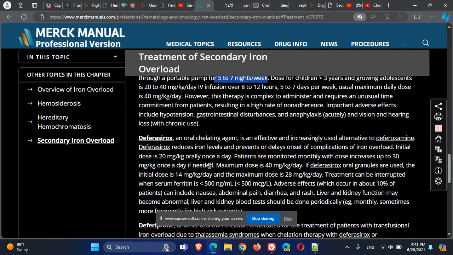Deferasirox is much more convenient. It's an effective oral chelating agent. It can be used once daily, 30 milligrams per kilo once a day.